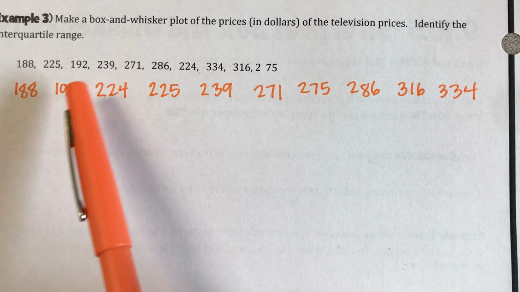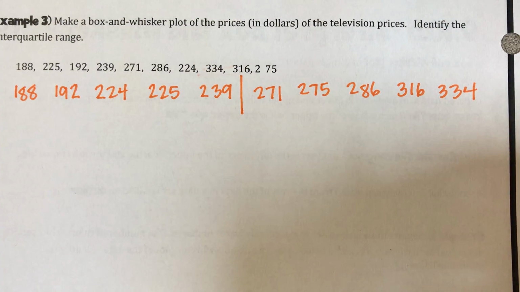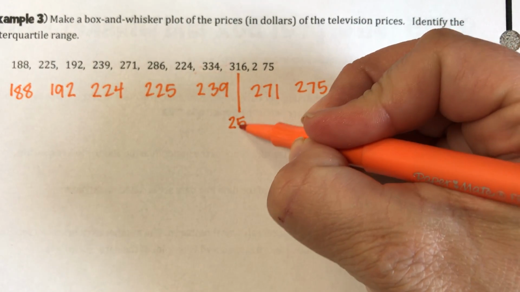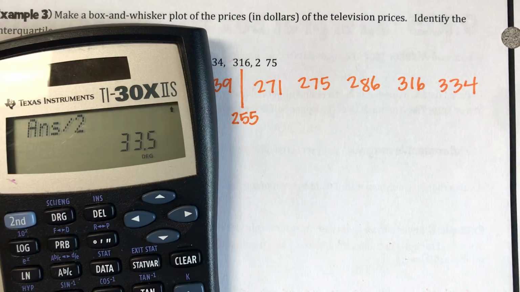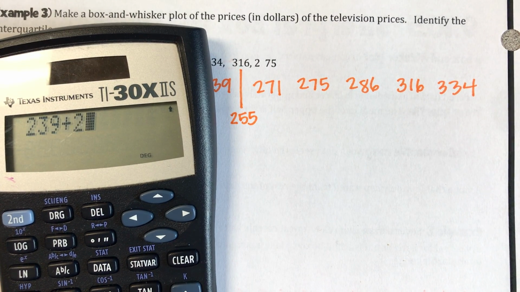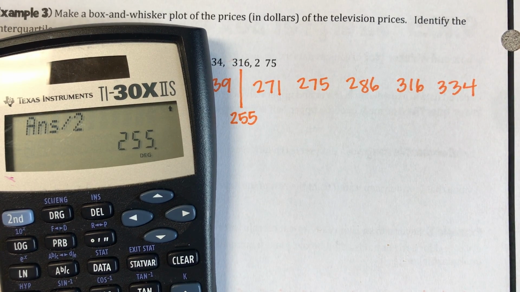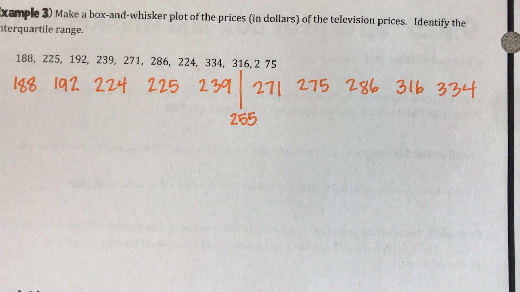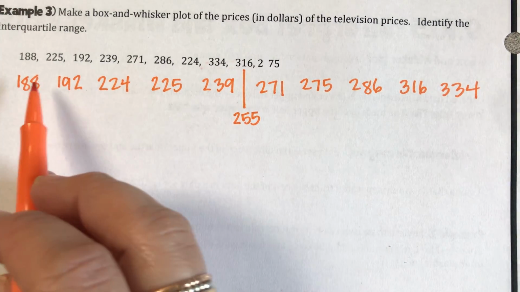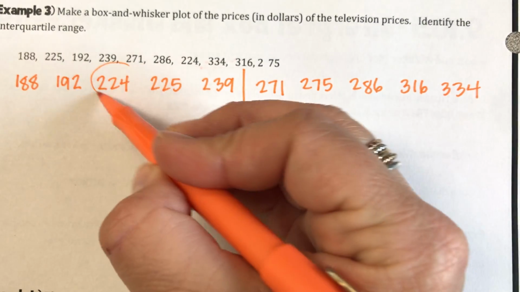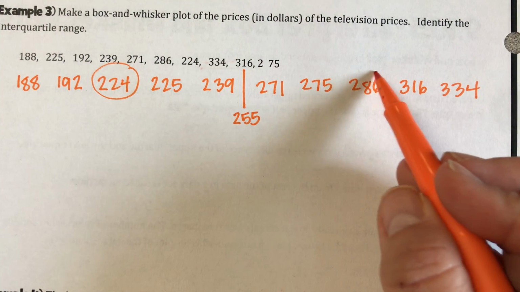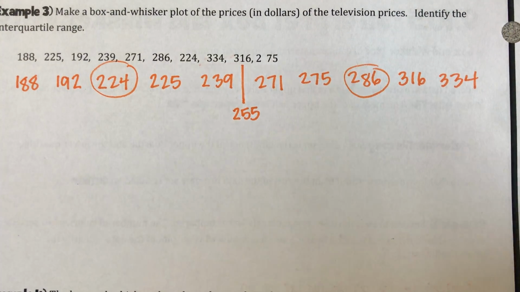So it's going to go 1, 2, 3, 4, 5 median, right? What would come in between 239 and 271? Well, we can add them together, which gives us 510, and then divided by 2 is 255. Okay, all I did on a calculator, 239 plus 271, 510 divided by 2, 255. Okay, and then we're going to find the lower quartile. And so there's 1, 2, 3, 4, 5 numbers. So my middle would be 3. 1, 2, 3, 4, 5. My middle would be 286.